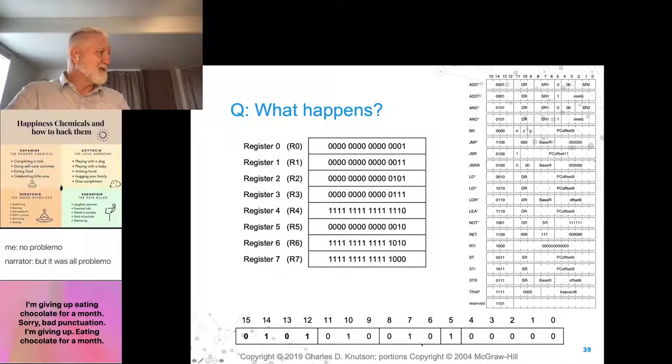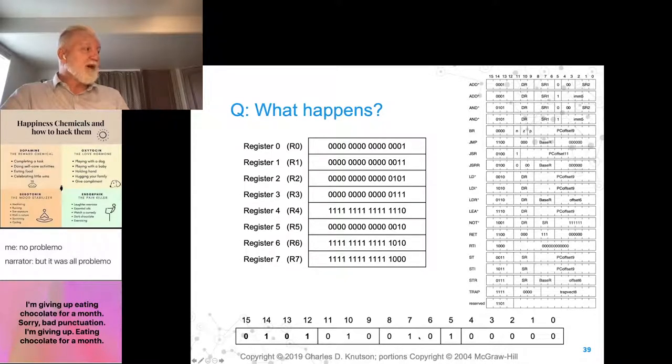Is it going to AND the value in SR1 with SR2 and then store it in the DR? That would be the case if bit 5 is 0. But here, it's 1. So the next thing that comes up is an immediate value, which is zero. All zeros.